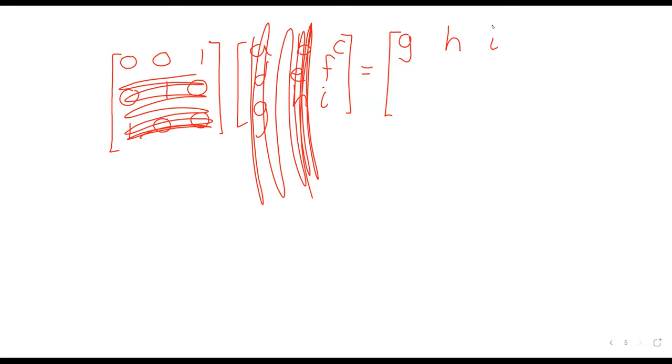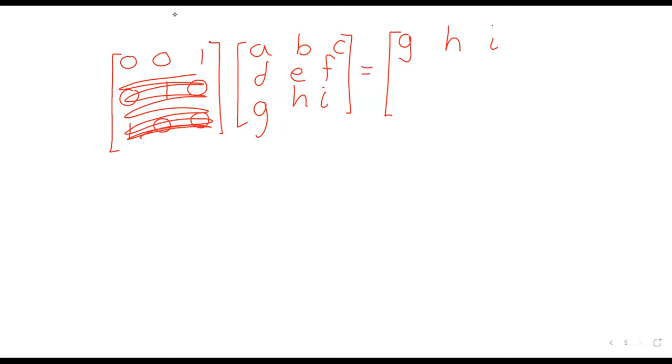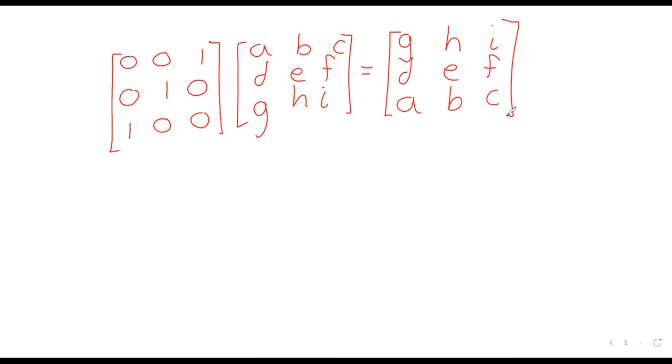And we can keep repeating. I mean, we can do the multiplication, or at least I hope we can, and we end up with this. And in particular, this matrix we wind up with is the original matrix with the first and the third rows swapped, which is exactly the row operation we perform to create that elementary matrix.